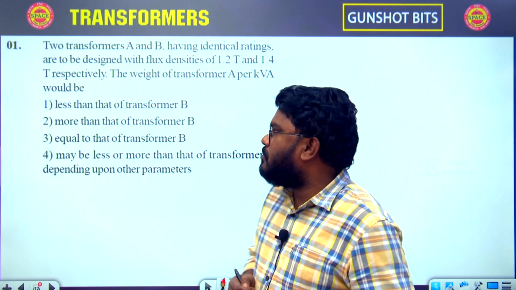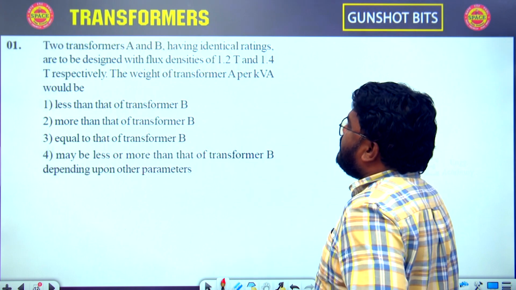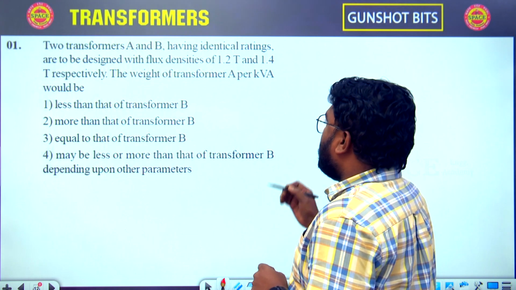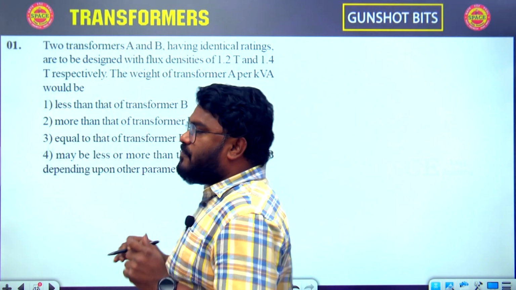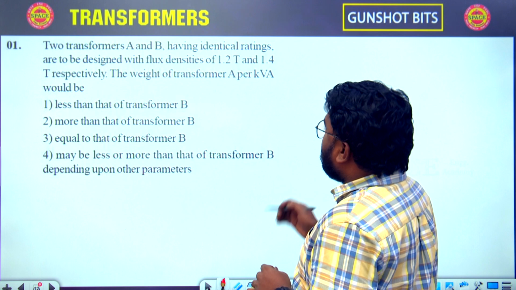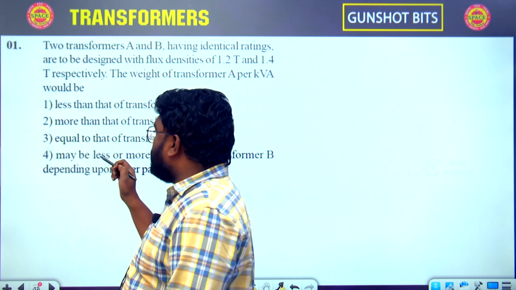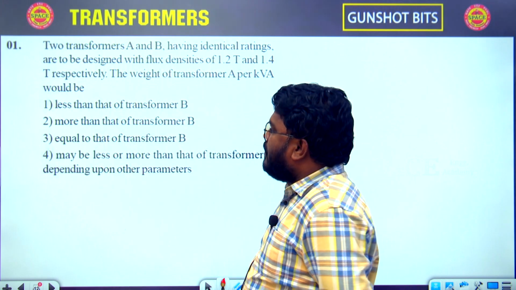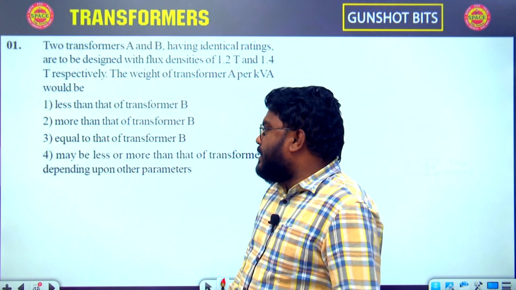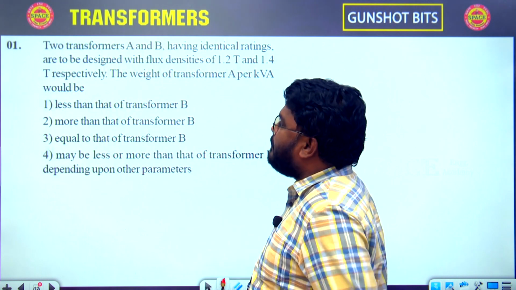Let's start from question number 1. Two transformers A and B having identical ratings are to be designed with flux densities of 1.2 Tesla and 1.4 Tesla respectively. The weight of transformer A per kVA would be: option 1, less than that of transformer B; option 2, more than that of transformer B; option 3, equal to transformer B; and option 4, may be less or more than that of transformer B depending upon the other parameters.